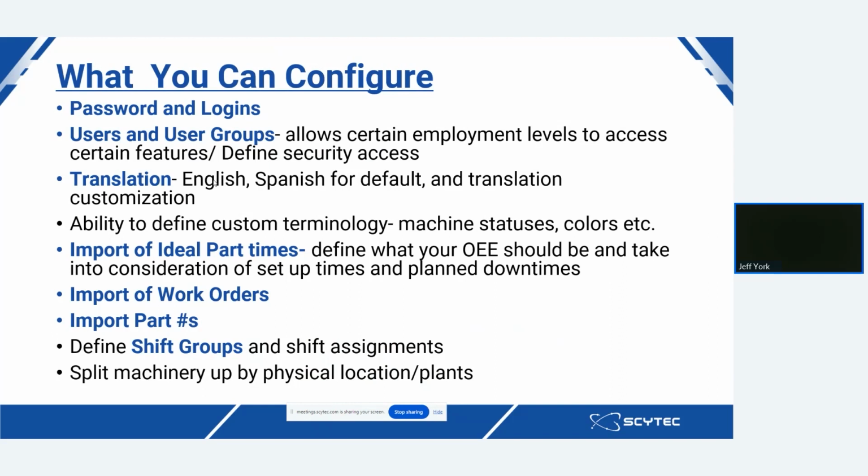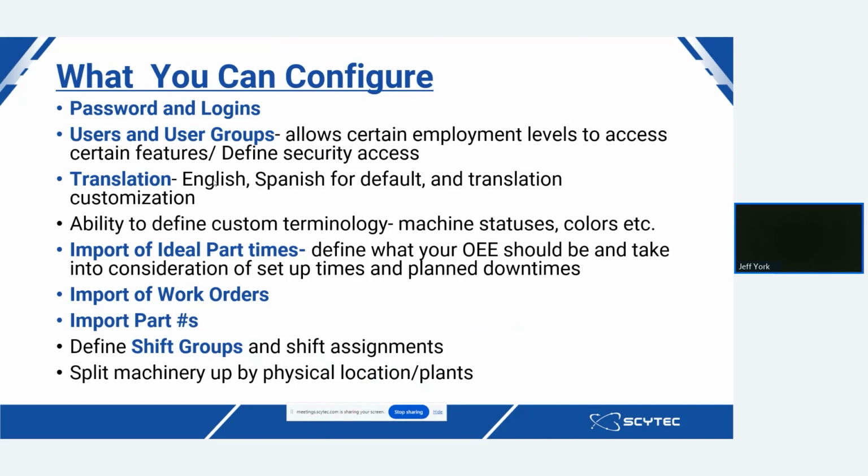as well as we have some translation options. So English and Spanish are there by default. However, you can also customize your own translation and do all the defining for a different language. You can also define custom terminology for things like machine statuses with different colors. So for example, with unknown downtimes, we usually use shades of orange, and for unplanned downtimes, we have shades of blue. And then for in cycle or cutting, we have shades of green. But let's say you wanted to change some of that around, you can make them any color you'd like.